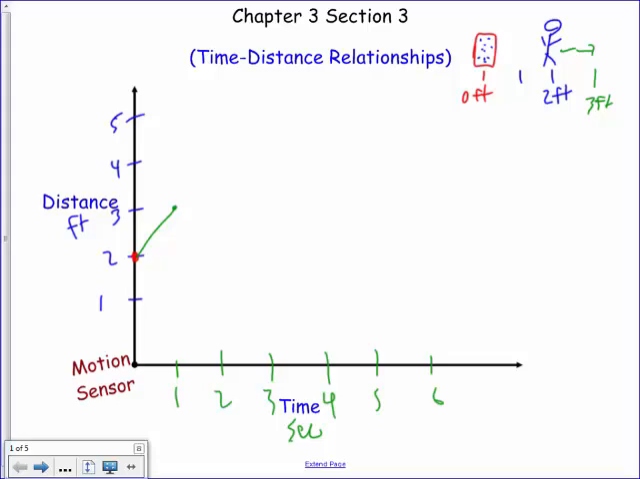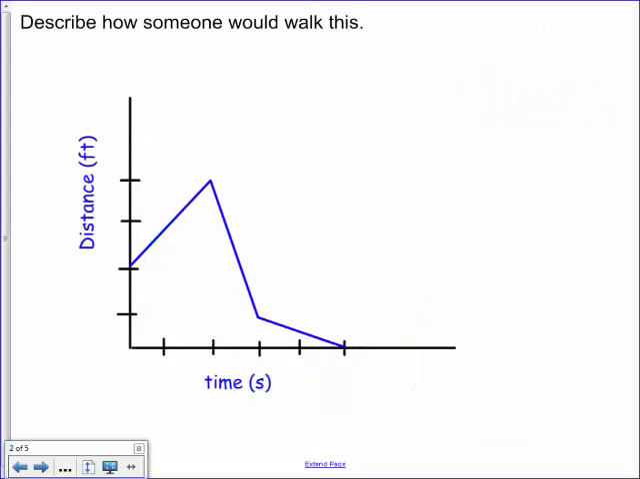Okay, he could also move closer to the sensor. What if he walked all the way to the sensor within 2 seconds? So we went from 3 feet all the way to the sensor within 2 seconds. That means he would go from 1 to 3 seconds all the way, boom, to the sensor just like that. Okay, and he could even stand next to the sensor for 2 seconds and then move a foot away again in the next second. Things like that. That's what we're talking about with a time-distance relationship. Okay, so let's look at some examples with that.